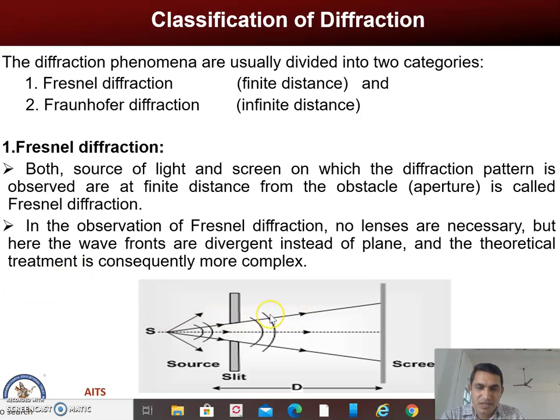Here in this figure we can see the design of the Fresnel diffraction arrangement. This is the source of the light, and this is the screen. The screen and light source are at a finite distance from the obstacle, and no lens is used in this diffraction method.